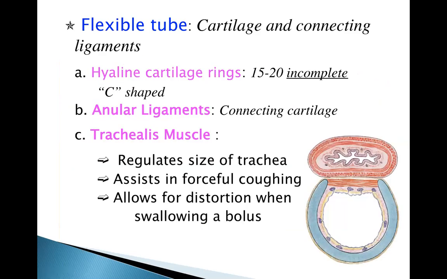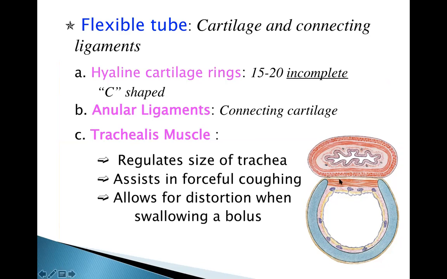All right, so it's a flexible tube. You can move it in your throat. So we're able to adjust the position of our neck and head. It is held open with those C-shaped cartilaginous rings. There's usually between 15 and 20 of them down that 4.5 or so inch distance. They're not complete rings. They're going to be open in the back.